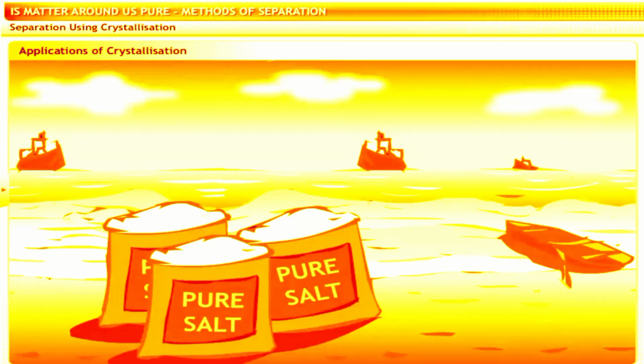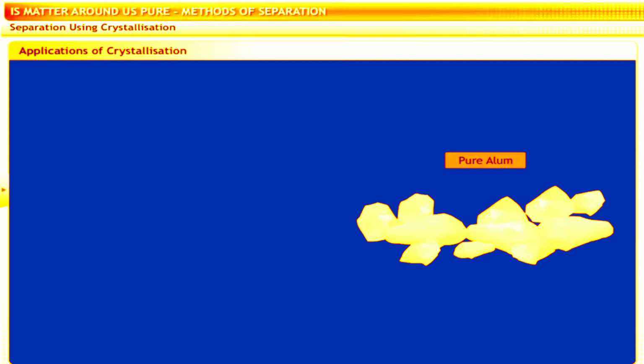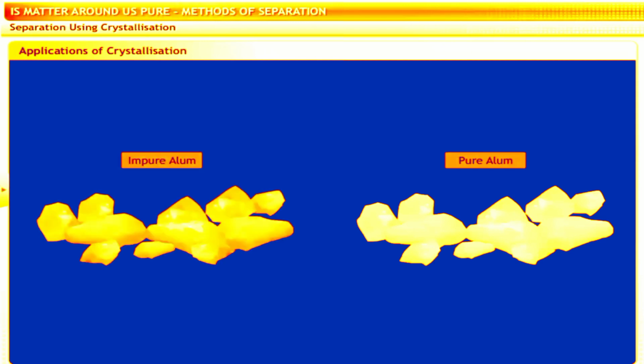Crystallization is used for purification of salt that we get from seawater, and separation of crystals of alum from impure samples.